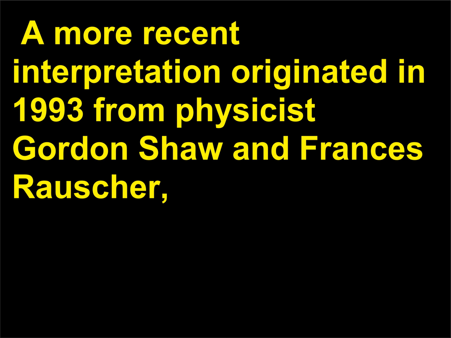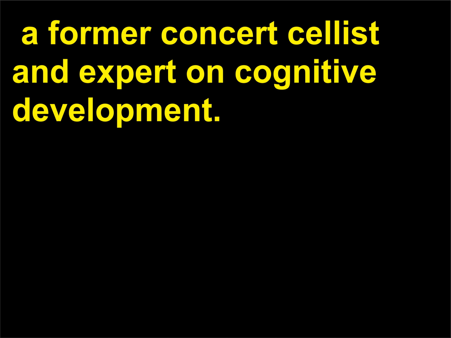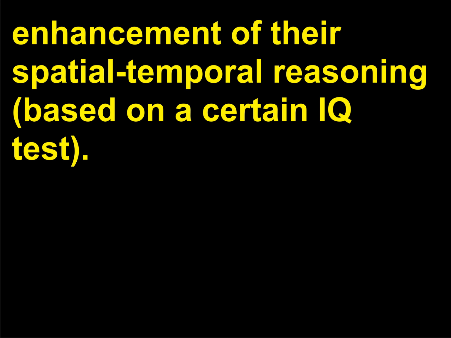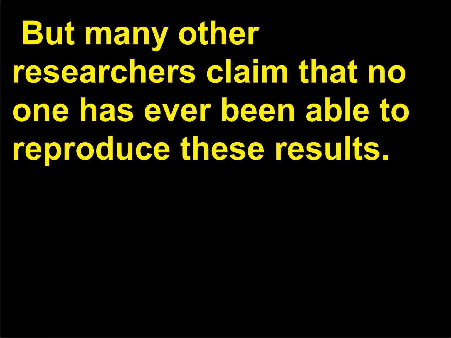A more recent interpretation originated in 1993 from physicist Gordon Shaw and Francis Rauscher, a former concert cellist and expert on cognitive development. After a few dozen students listened to the first 10 minutes of Mozart's Sonata for two pianos in D major, K. 448, the researchers determined that the students experienced a short-term enhancement of their spatial temporal reasoning, based on a certain IQ test. But many other researchers claim that no one has ever been able to reproduce these results.